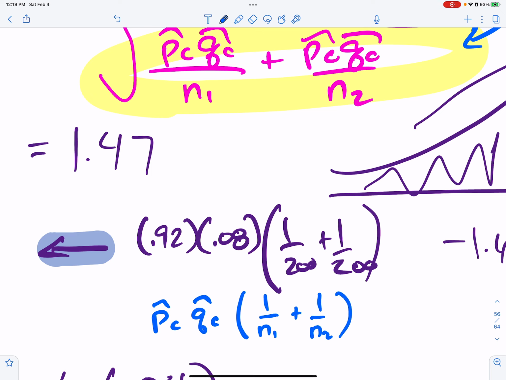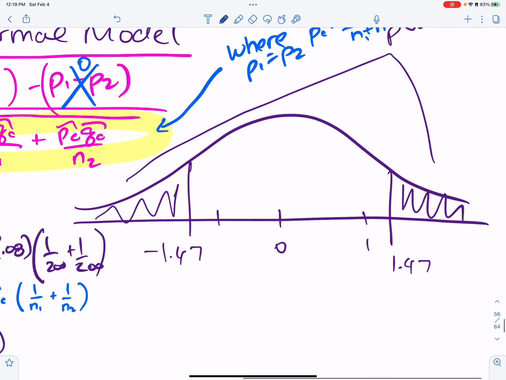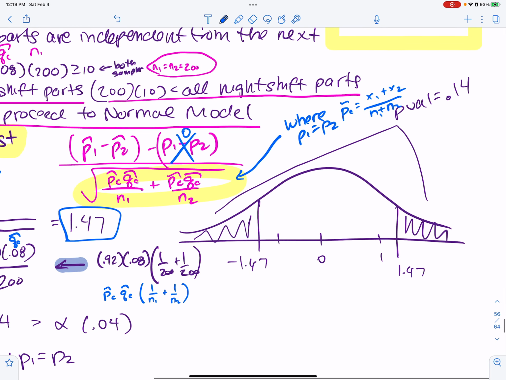And then to draw mine, it reminds me that I have to draw it on both sides. Often people forget to put on both sides because you end up getting z equals 1.47, so they put the 1.47, but they forget because Ha is not equal to, that's a two-sided test, and it's going to be on both sides. So it's going to be on both sides here, and that's 1.47 and negative 1.47, and the p-value is 0.14, like was shown already.